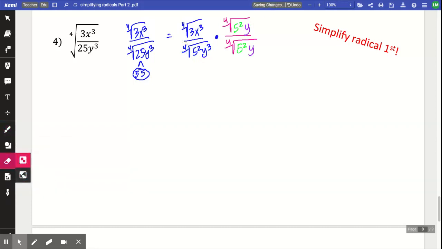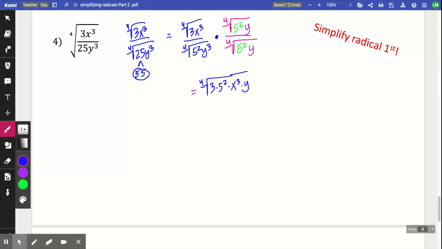So here's what we're left with. On top, inside the radical, we can combine these inside the same radical: the 4th root of 3 times 5 squared times x to the 3rd times y. I just kind of reordered that as I wrote it. On the bottom, we've created groups of 4 5's, so we just left the 4th root of 5 to the 4th. 4th root of 5 to the 4th is 5. That's a tongue twister. And we've created 4 y's, so just y.